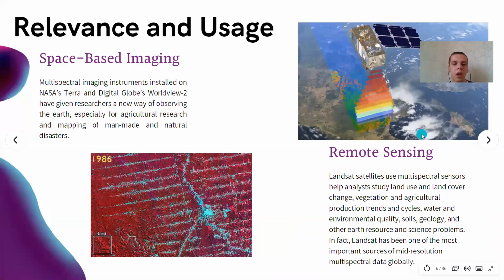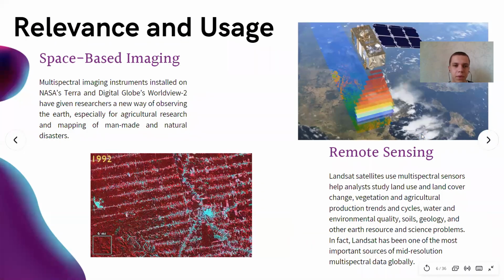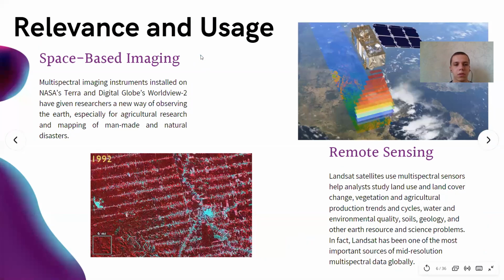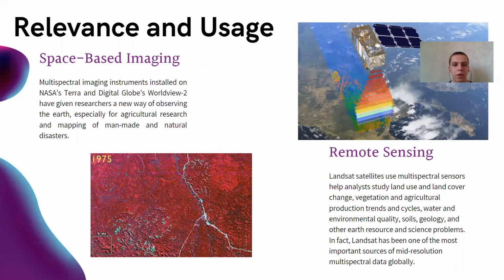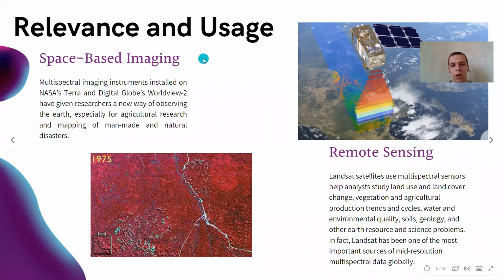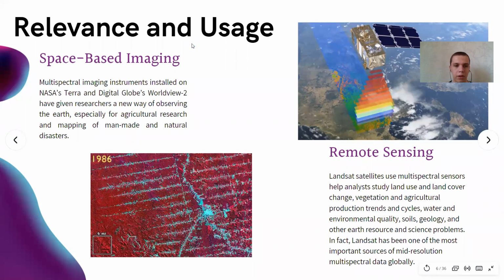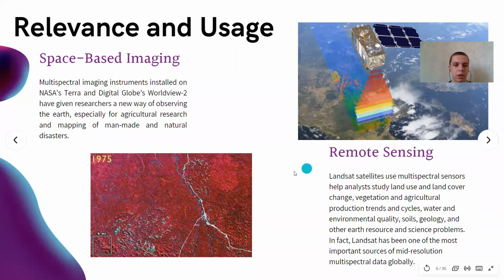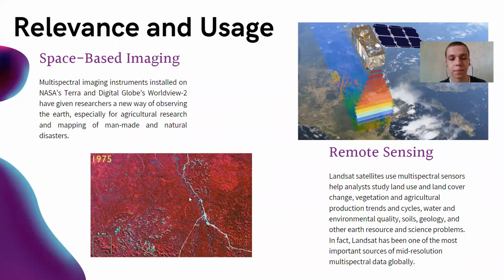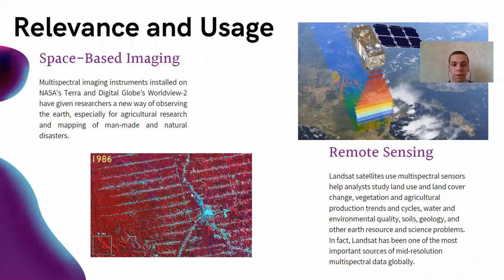So let's have a look at another usage. It is widely used in space-based imaging. For example, it is used for agricultural research and mapping of man-made and natural disasters. It is widely used to prevent deforestation. As you can see, researchers from the Amazonian forest and its deforestation.